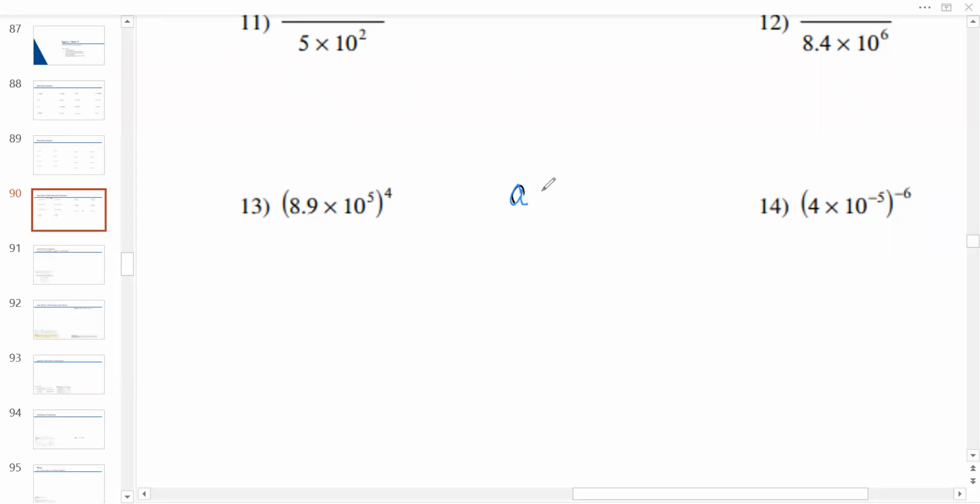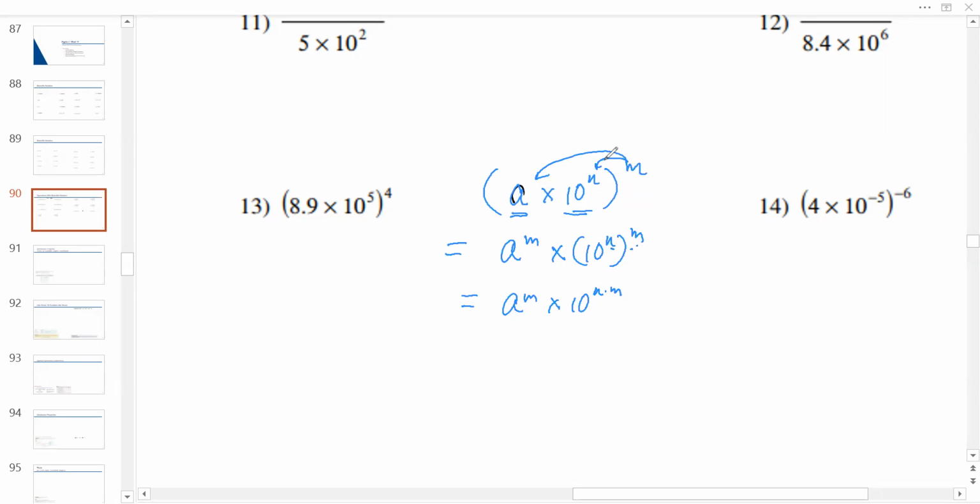So A times 10 to the power n, all raised to the power m. What do we do? Like our exponents, there are two factors here, and each of them is powered by itself: A to the power m, and 10 to the power n times m. So the basic information is right here: each of the factors needs to be powered by itself.